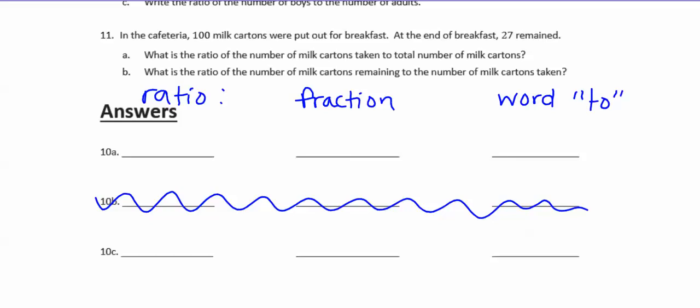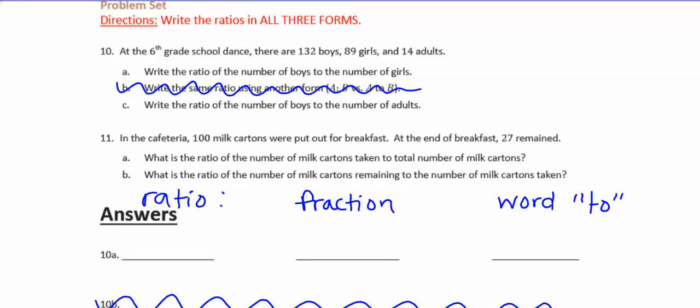Okay, so let's read the scenario. We'll do the first one together. It says, at the 6th grade school dance, there are 132 boys, 89 girls, and 14 crazy adults that decided that they would chaperone them. All right, so it says 10A, write the ratio of the number of boys, we want the boys first, to the number of girls. So we're going to write the boy number first. What's the number of boys? Everybody just say it. 132. Very good. So 132, we're going to write the colon.